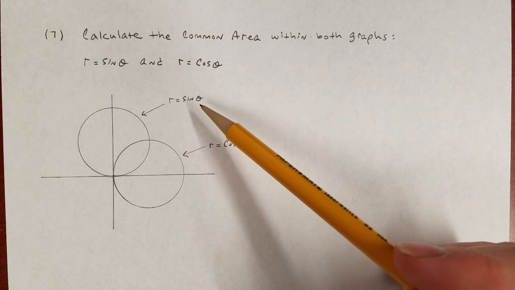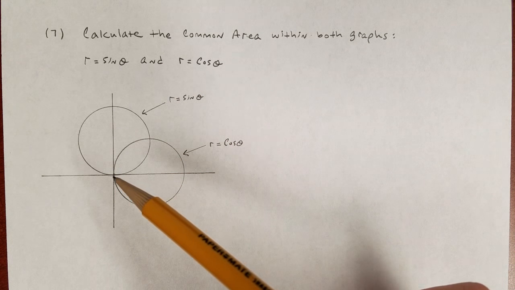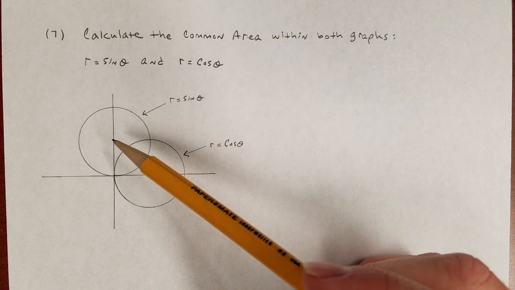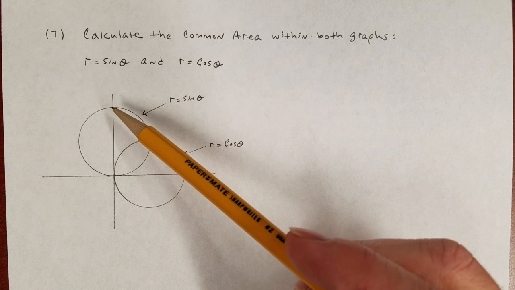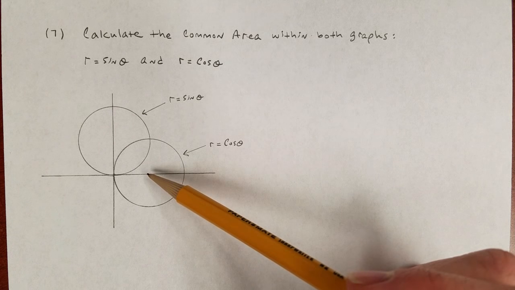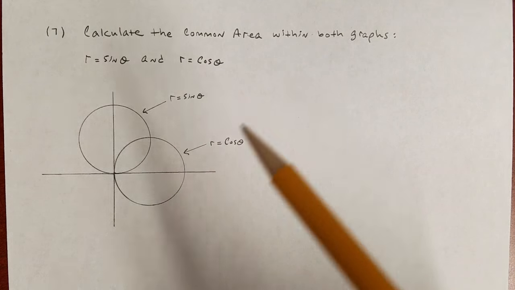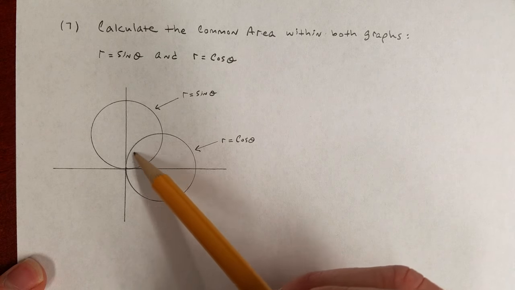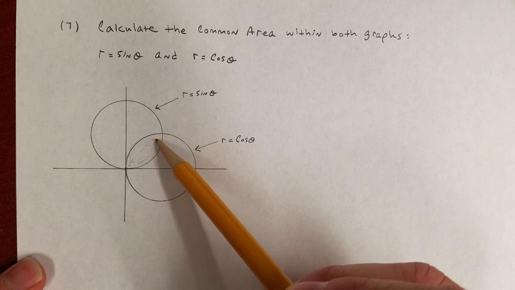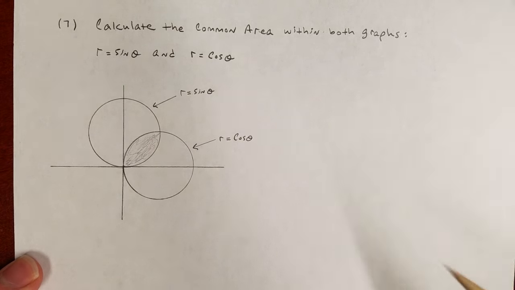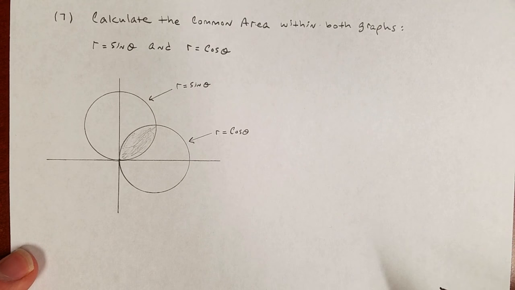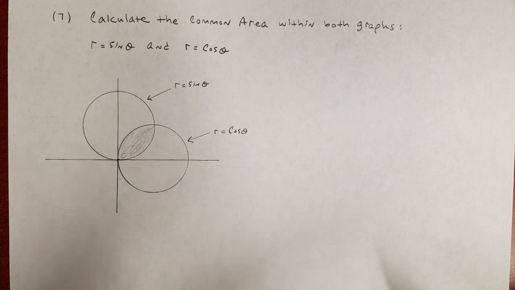And there's r is equal to sine theta. Also a circle of radius 1/2. Center is at 1/2 on the y-axis. So that would be a 1. This would be 1/2 on the x-axis. That would be a 1. And I suppose that the common area in both of them at the same time is that. Okay, I want to find some way to measure that. All right, that's the idea.